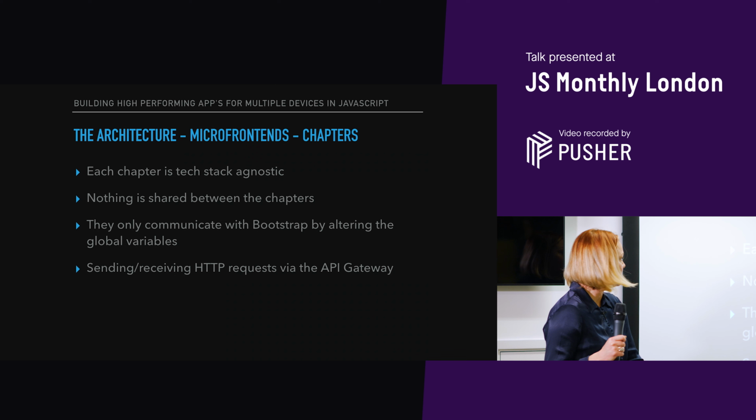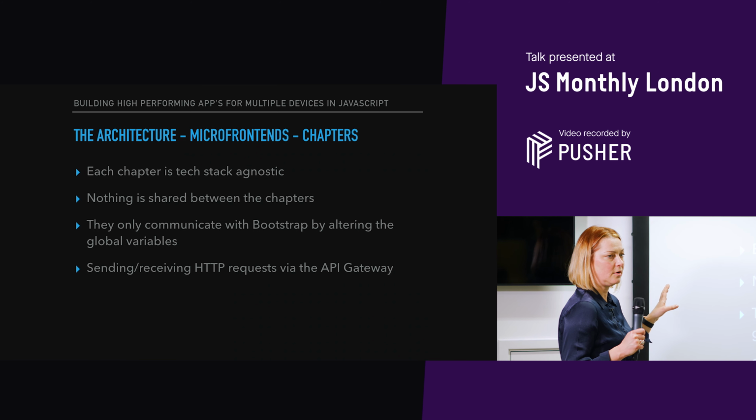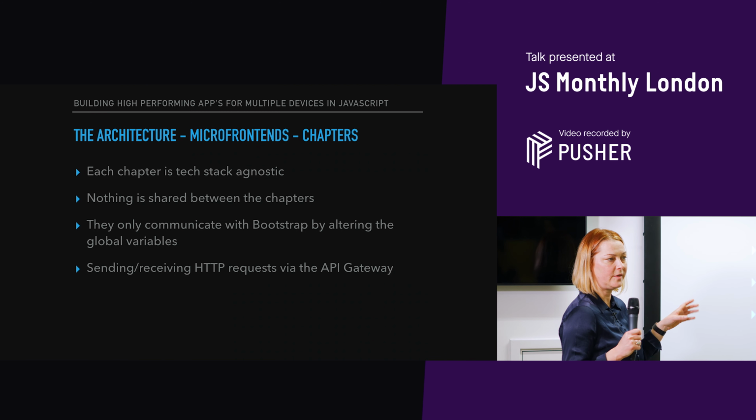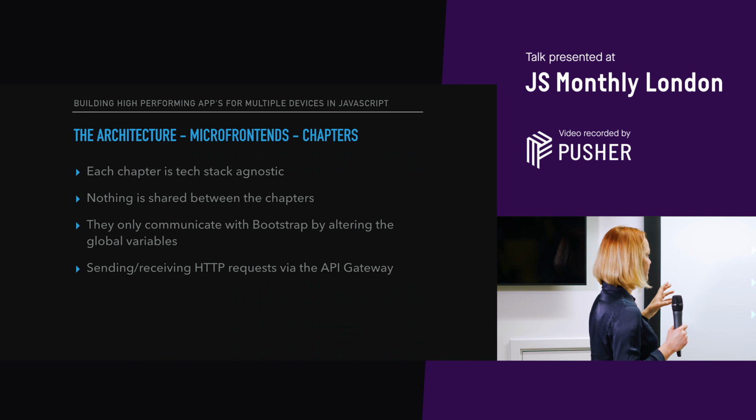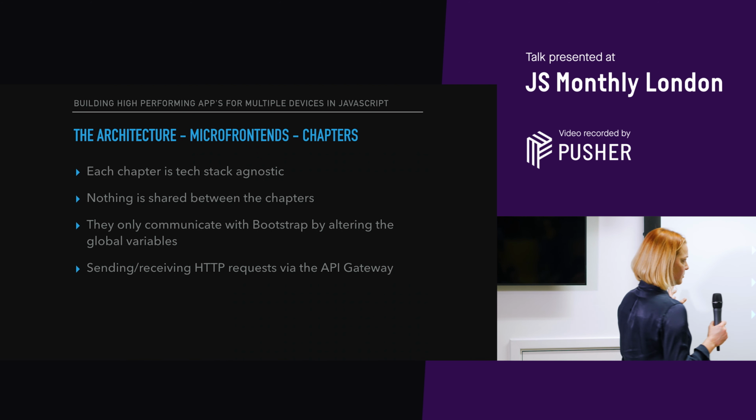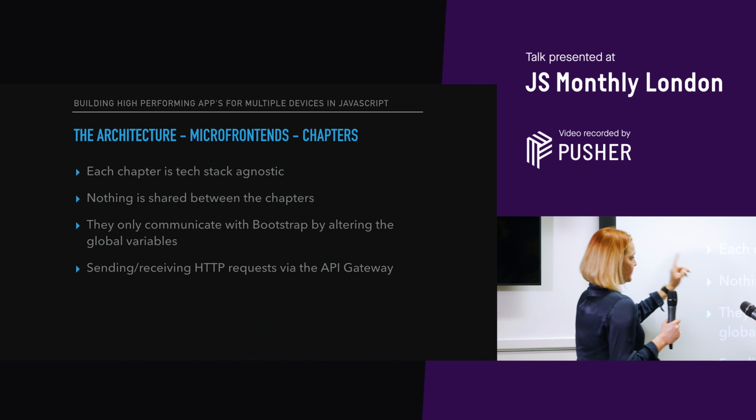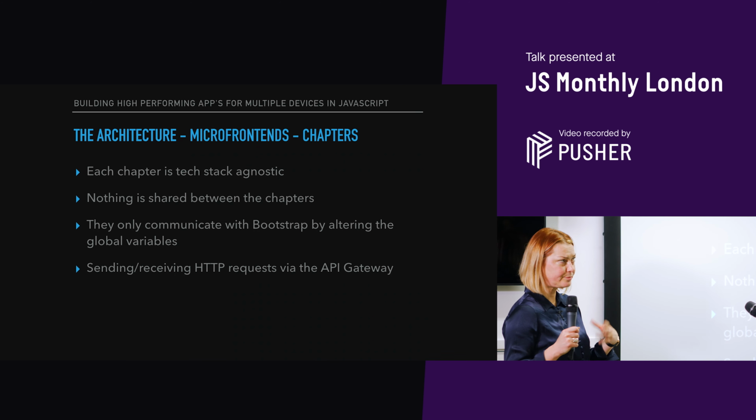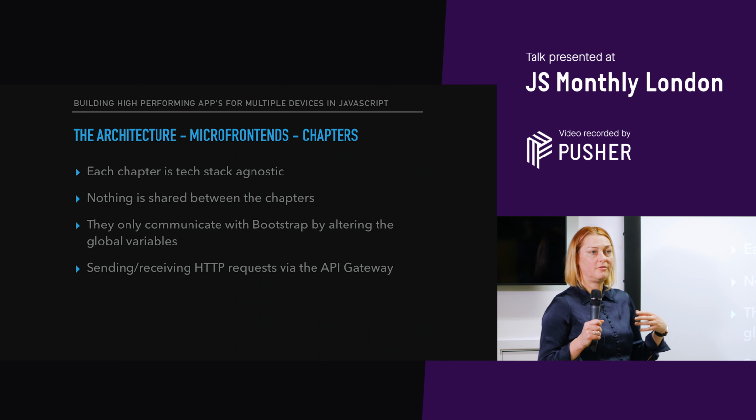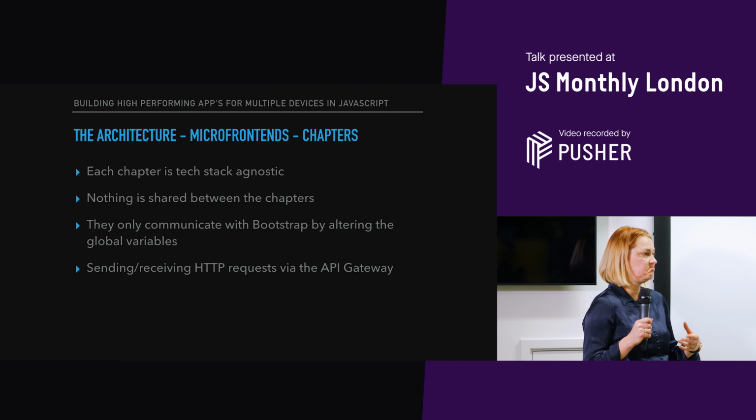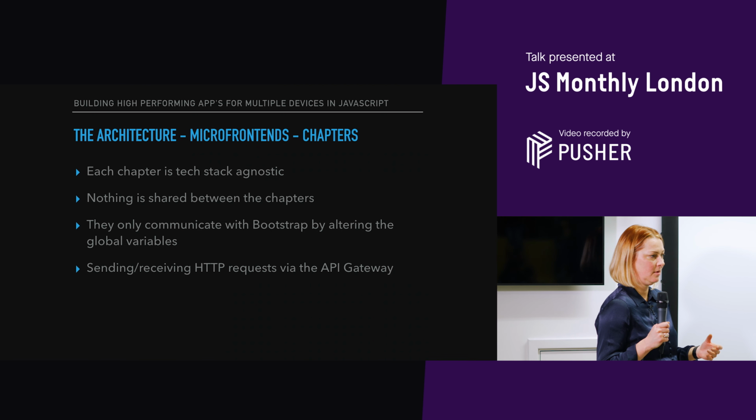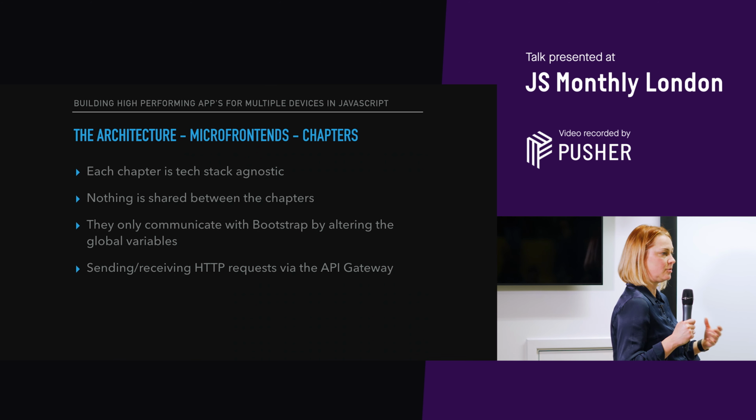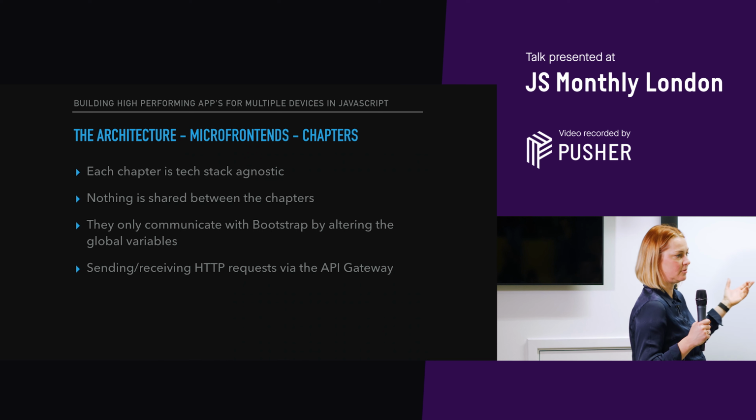What we get with this is that each chapter is tech stack agnostic. What does it mean? Each team is responsible for their own tech stack, so they are really free to choose their own tech stack and how they are going to do things. Very important to say that nothing is shared between the chapters. Even if we have reusable components like header, footer, buttons, we are not going to share them between the chapters. Each team will develop their own.